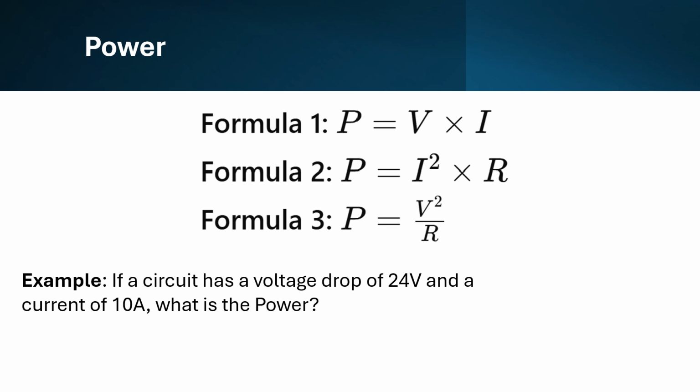For example, if a circuit has a voltage drop of 24 volts and a current of 10 amps, what is the power? The question gives us voltage and it gives us current. So on this one, we can use formula 1, power equals voltage times current: 24 times 10 equals 240 watts.